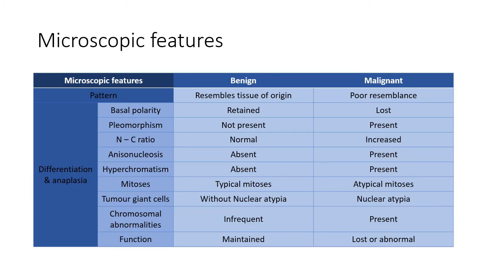Another feature is anisonucleosis. Anisonucleosis is variation in size and shape of the nucleus, the counterpart of pleomorphism. Pleomorphism is the variation in size and shape of the cell, whereas anisonucleosis is the variation in size and shape of the nucleus. This is also a feature of a malignant tumor cell. The next feature is hyperchromatism. Hyperchromatism is unusually dark staining nuclei. The nuclei of a malignant cell are unusually dark staining.